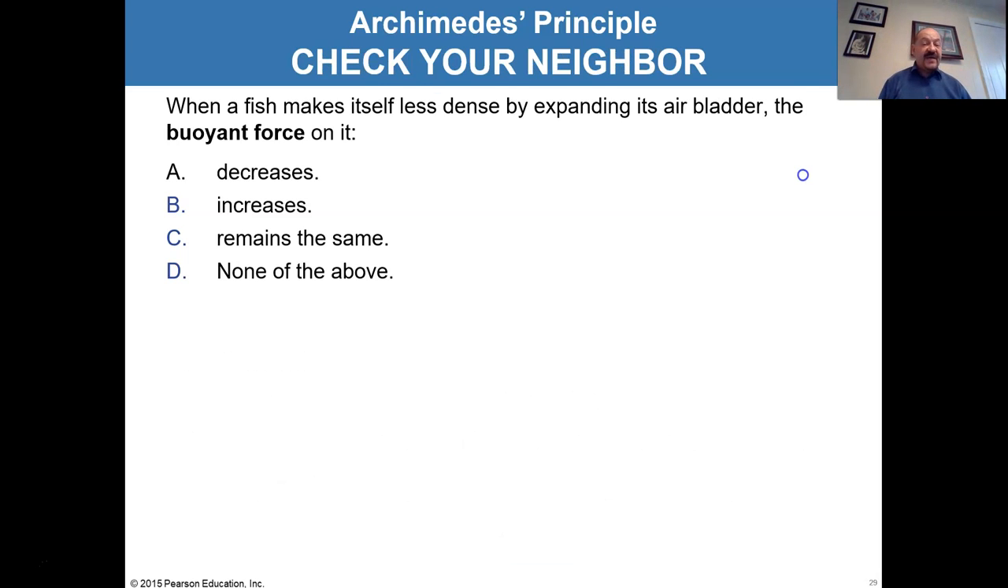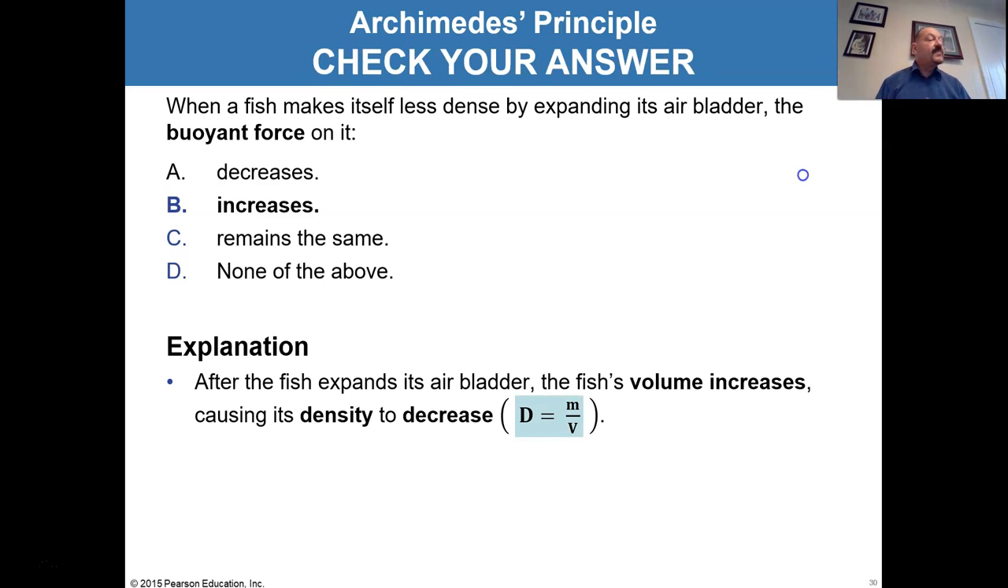All right, when a fish makes itself less dense by expanding its air bladder, so it's gotten bigger, its density has gone down, the buoyant force on it: A, decreases, B, increases, C, remains the same, D, none of the above. Well, let's think about this. Yes, it's making it less dense, but more importantly, it's making it bigger for the same weight. Well, bigger means it's displacing more water. More weight of water is being displaced, and therefore the buoyant force will go up.